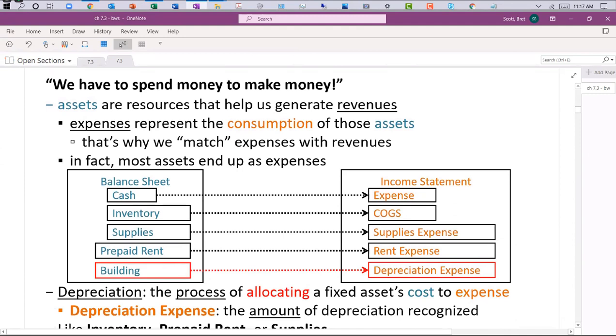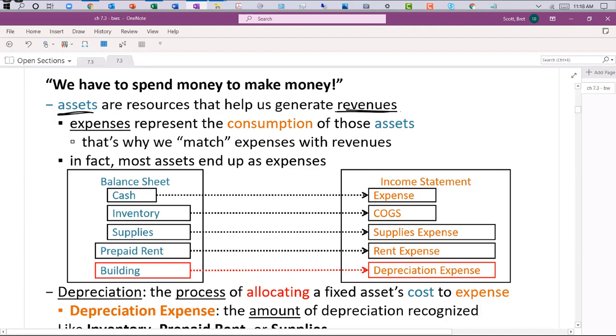Why do we bother expensing these things? I mean, we know the value decreases, right? Well, here's the thing, kind of harkening back to the expense recognition principle. Assets are resources that help us generate revenues, right? We need resources to help us, say, for instance, make pizzas. So a pizza oven is something we spend money on so we can start generating revenues, right? We pay employee salaries because they help us make the pizzas and sell the pizzas, right? We've got to spend money to make money.